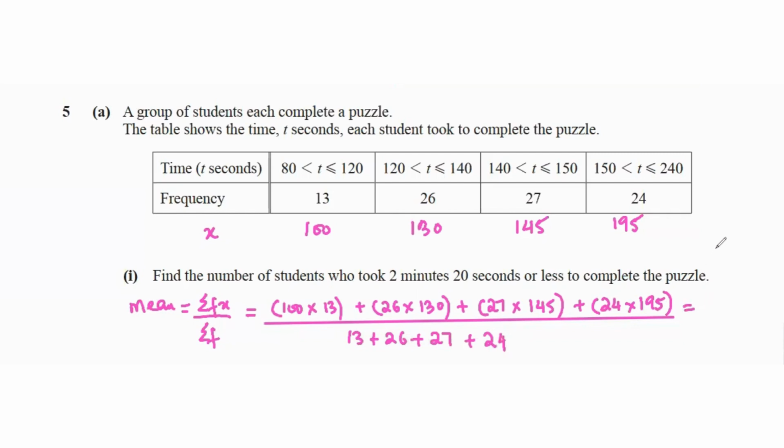All of this is going to give us the value of 13,275 divided by 90, and that equals 147.5. That is your mean value of this data set.